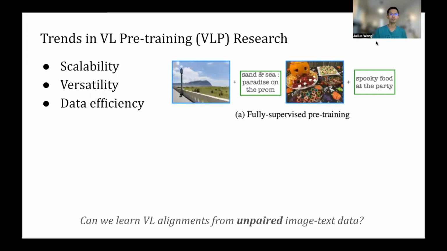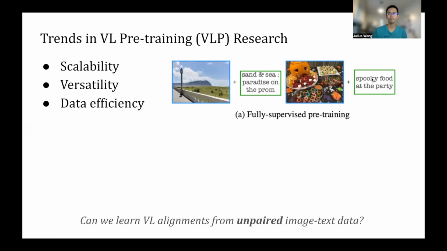Over the past few years, we have seen some trends in vision language pre-training research. It's either on the scalability perspective, whether a model can be gracefully scaled up with more data, or whether a model can be versatile enough to be well transferred to as many downstream tasks as possible.